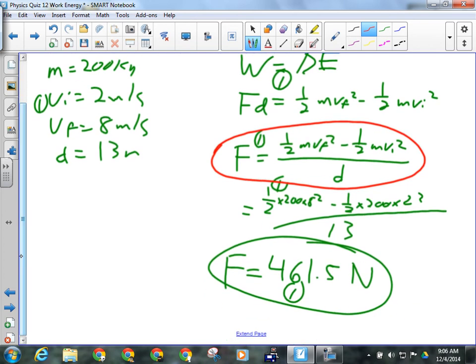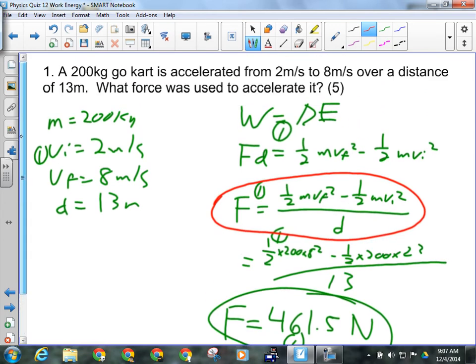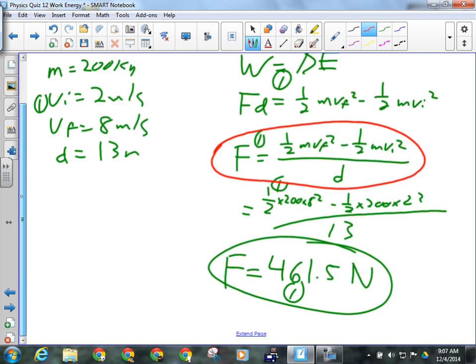You can give them another mark if they plugged in their numbers correctly. 1/2 times 200 times 8 squared minus 1/2 times 200 times 2 squared. Okay, that divided by 13 meters should give us 461.5 newtons. Make sure the units are right. Okay, it does need to be in newtons as its force. Okay, not joules. All right, so that one is out of 5. Okay, any questions on that one?